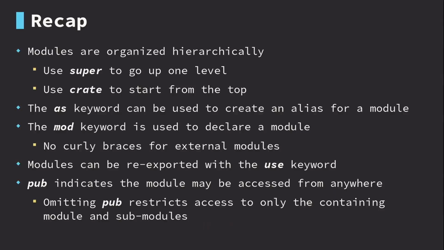Let's recap. Modules are organized hierarchically. We can use super to go up one level in the hierarchy, and we can use crate to start from the very top. The as keyword can be used to create an alias for a module. The mod keyword is used to declare a module. And we won't use curly braces for external modules, and will instead use semicolons. Modules can be re-exported with the use keyword. Pub indicates the module may be accessed from anywhere. Omitting pub restricts access to only the containing module and submodules.